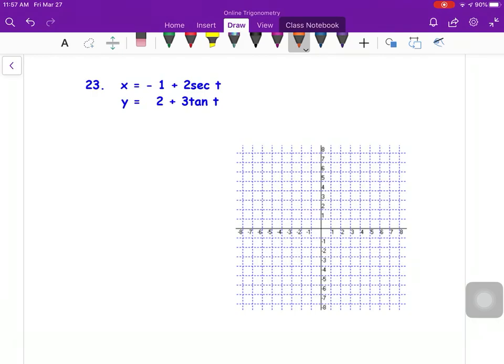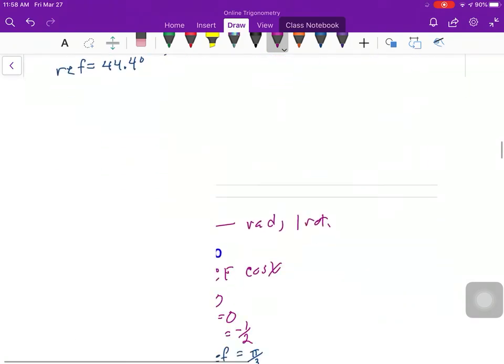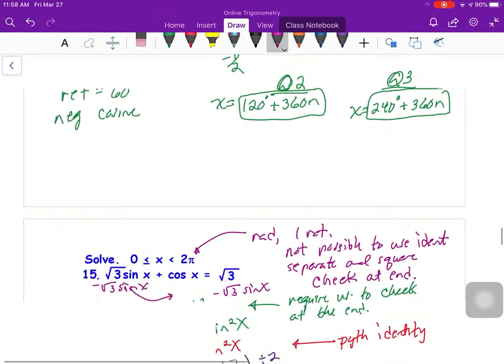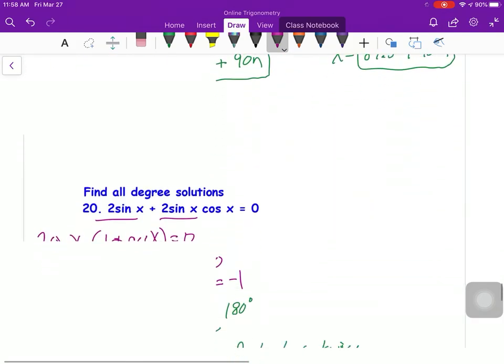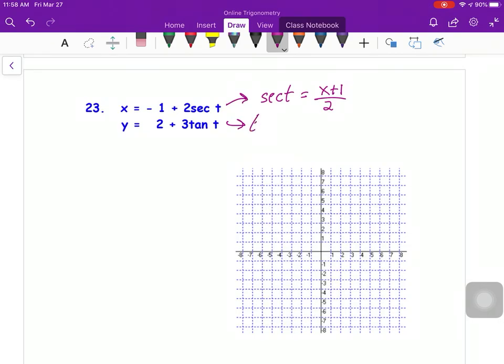Okay, the last one on the review. I know this has been a long review. So the last one on the review has secants and tangents in it. We do it the same way. Isolate the trig function. So the secant of t would equal x plus 1 over 2. And the tangent of t would be equal to y minus 2 over 3.